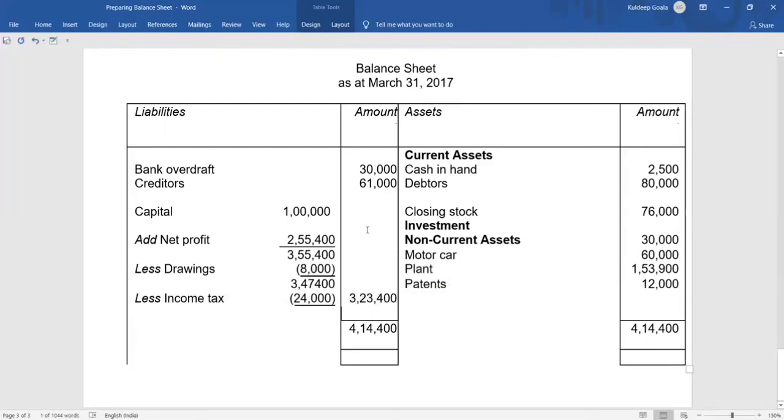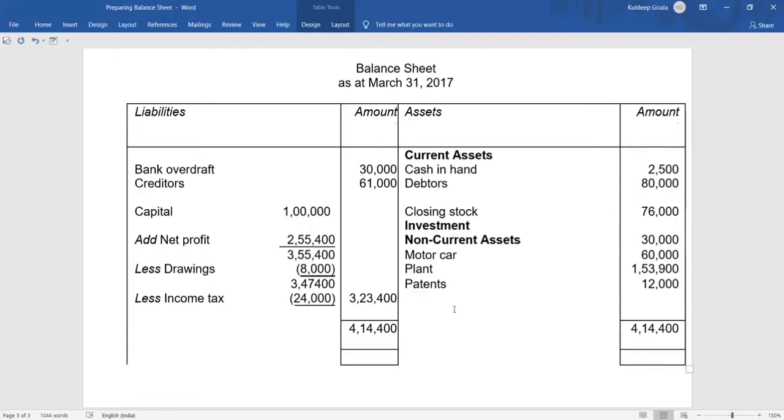Clear? Now let's do a total of both the sides. It is coming to 4,14,400. This 4,14,400 is nothing but the total of both the sides. If the balance sheet total of both the sides tallies, it shows that your solution is correct. Your sum is right.